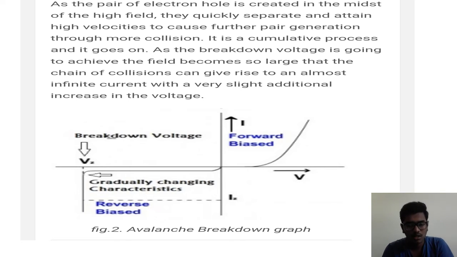Here we can see the graph of avalanche breakdown, with forward bias, reverse bias, gradually changing characteristics and breakdown voltage taken as parameters in this VI characteristic graph. We can look into the graph.